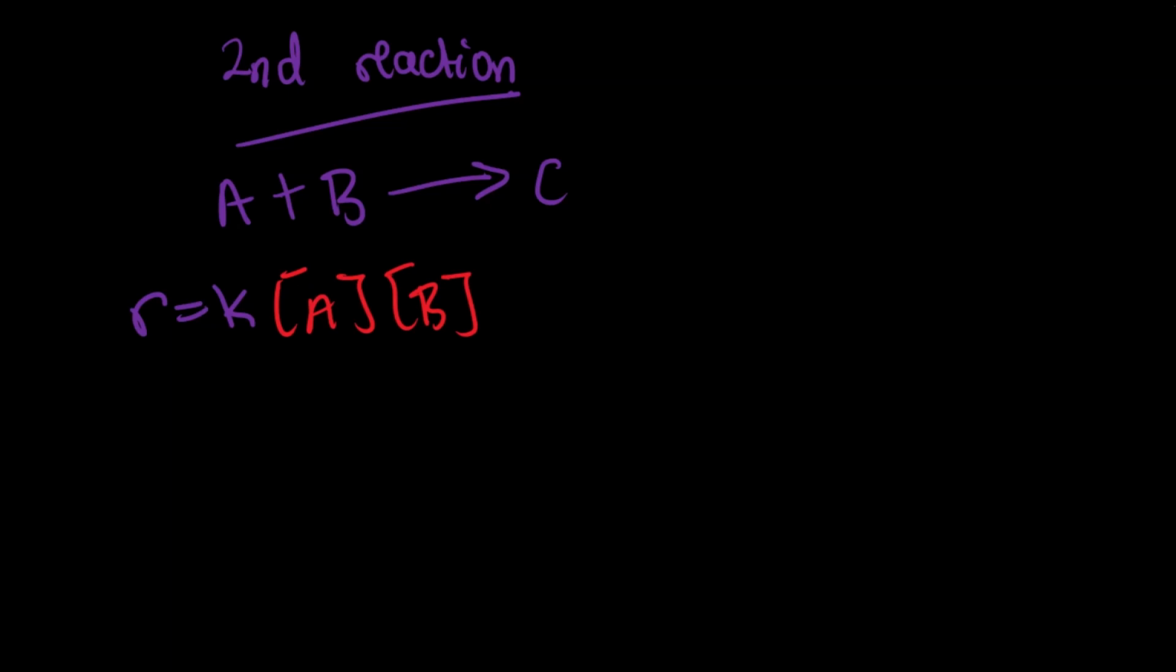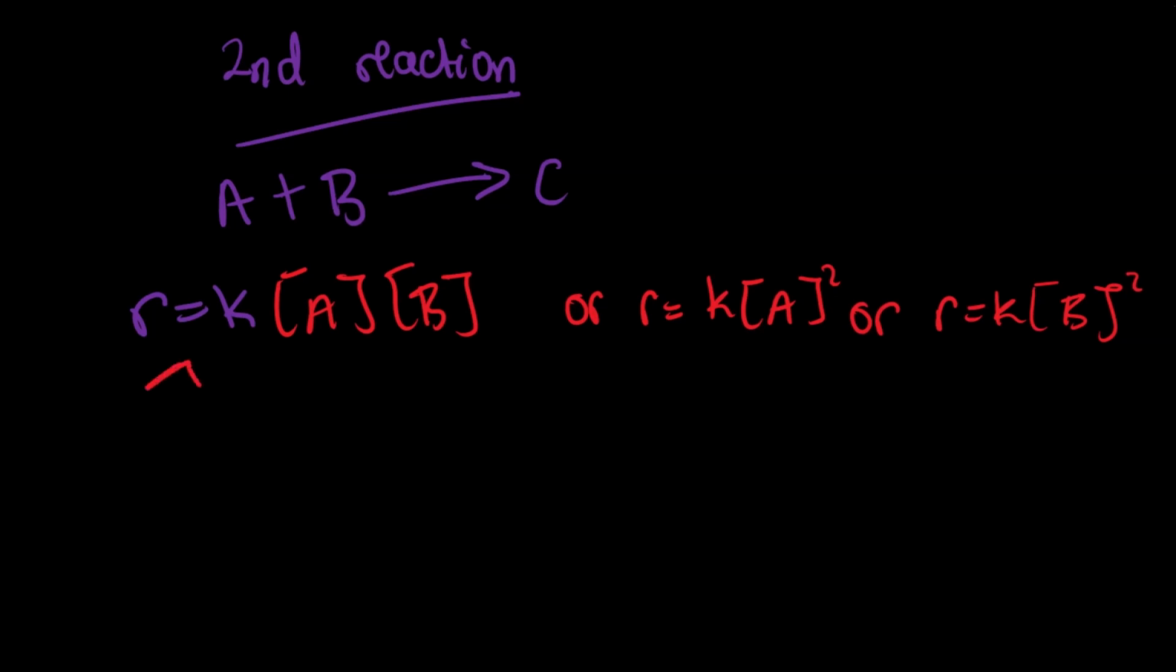Now, in the second order reaction, we could have something like this: A plus B reacting to give us C. Now, the second order reaction could be R equals K concentration of A and concentration of B, or we could have R equals K concentration of A square, or we could also have R equals K concentration of B square. This is a second order reaction.